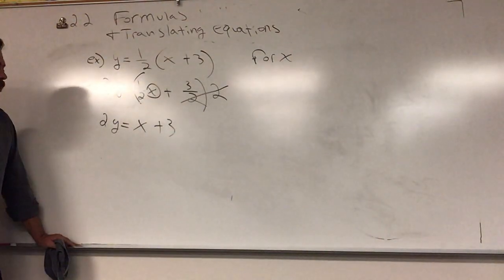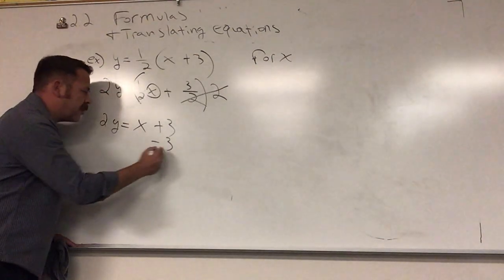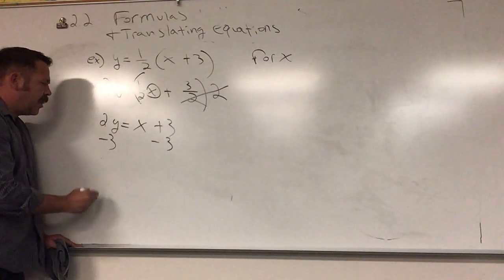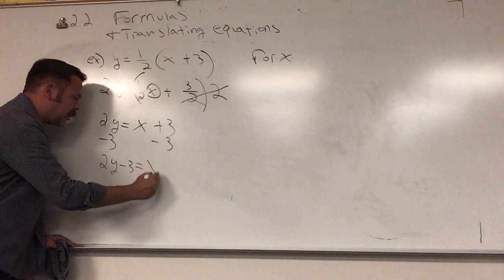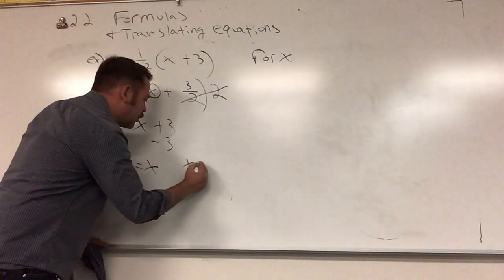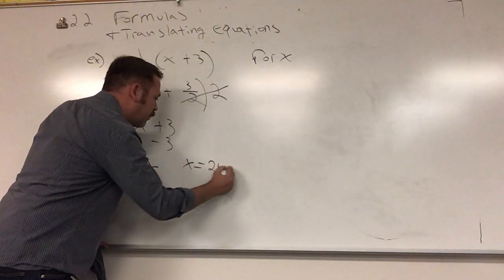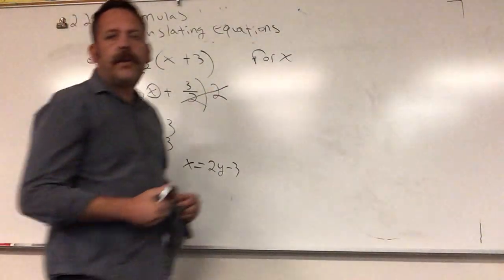Now we're almost there. We just need to get that x by itself. Just one more step to do. I'm going to subtract 3 from both sides, and 2y minus 3 equals x, or I just like to say x equals 2y minus 3. All right, what do you think?